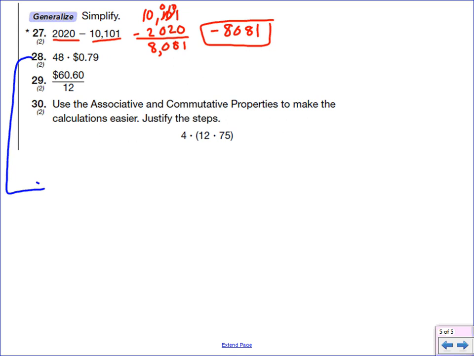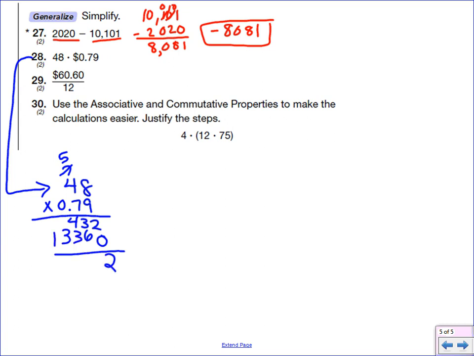Number 28, I would do 48 times 0.79. 9 times 8 is 72. Carry the 7. 9 times 4 is 36, plus 7 is 43. 7 times 8 is 56. 7 times 4 is 28, plus 5 is 33. Add those together, 9, 7, 3. And since I have 2 decimal places here, I gotta have 2 decimal places here. So 37.92.